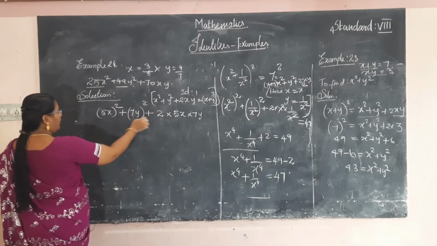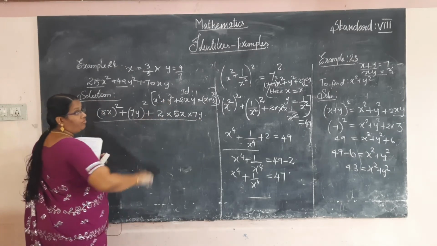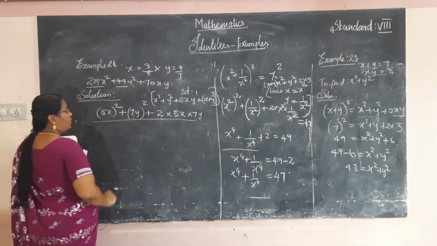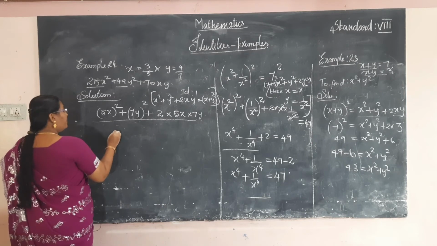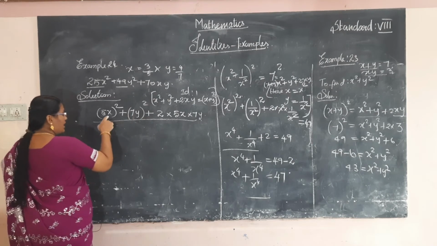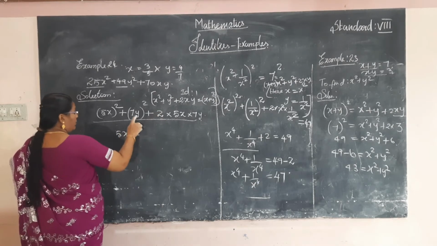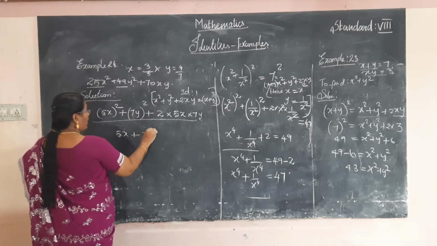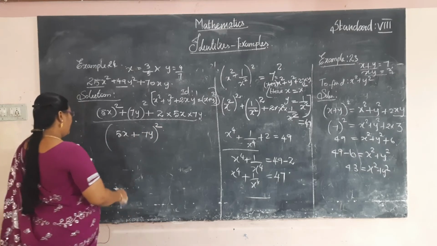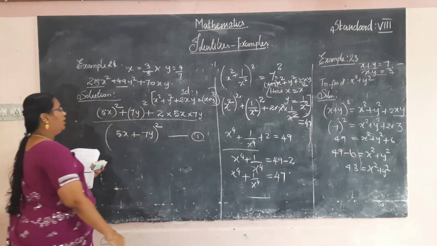So this form is given, we have written like this. How can we write it in this formula? This is in the form of identity 1. So we can write this algebraic expression as x plus y the whole square. So what is the x value here? 5x plus y value is 7y the whole square. We have written like this. This is equation number 1.